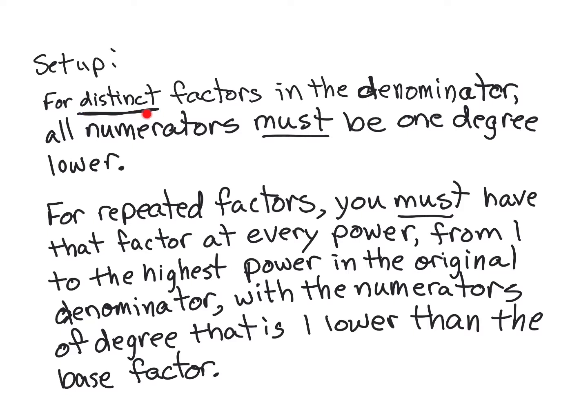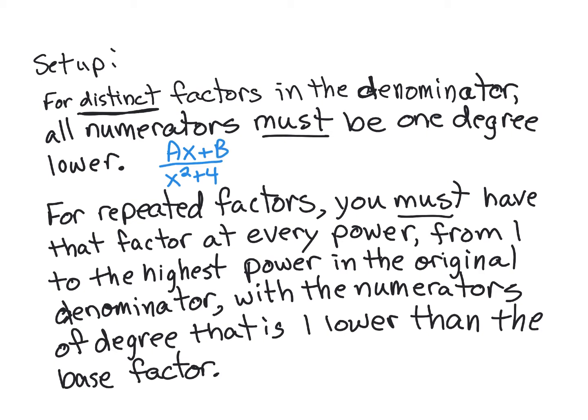Okay, for distinct factors in the denominator, so you factor your denominator, you don't have anything that's raised to a power, they're all distinct, then all of your numerators must be 1 degree lower than the denominator. So if you have an x in the bottom, the numerator is a constant. If you have x squared in the denominator and it's a factor that you can't factor farther, then x squared in the bottom means that you would have to have 1 power lower. So if my denominator was x squared plus 4, not factorable, my numerator would have to have x to the 1, but also a constant.